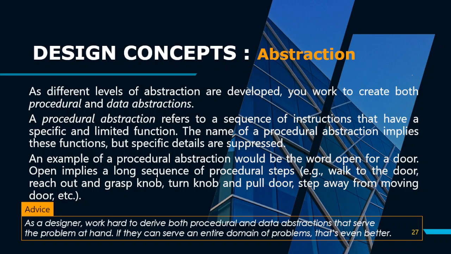We have different levels of abstraction developed to create both procedural and data abstractions. Procedural abstraction is a sequence of instructions that have a specific and limited function. The name of the procedural abstraction implies these functions, but the specific details are suppressed. An example is the word open for a door. It is a single command, but to open a door you need to go to the door, step up to it, grasp the knob and open the door. That is a simple example of procedural abstraction.